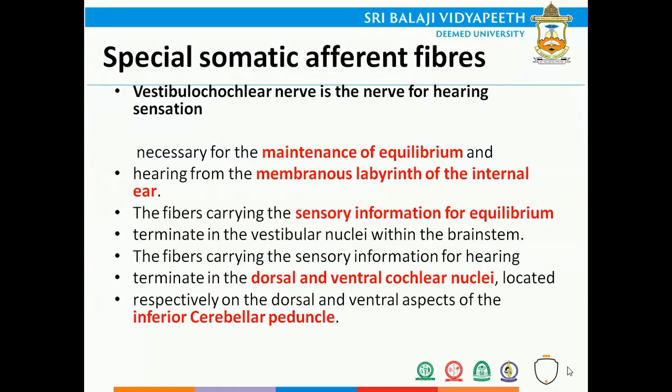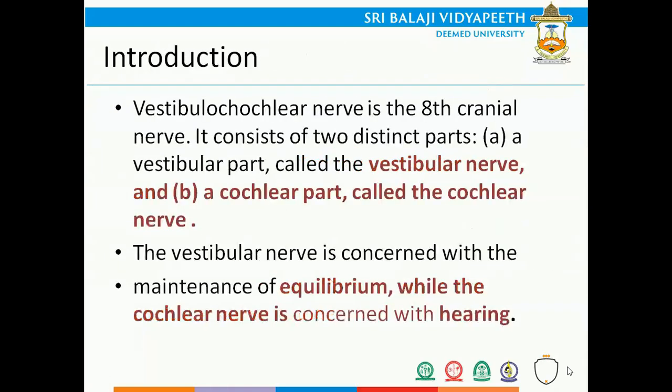So it is closely associated with the inferior cerebellar peduncle, and hence it also has its role in the maintenance of equilibrium and posture. You know that the cerebellum is one of the major parts of the brain which controls the equilibrium and posture. Here, through the inferior cerebellar peduncle, it does communicate with the dorsal and the ventral cochlear nuclei in the brainstem, and the vestibulocochlear nerve does influence the postural sense and equilibrium of the patient.